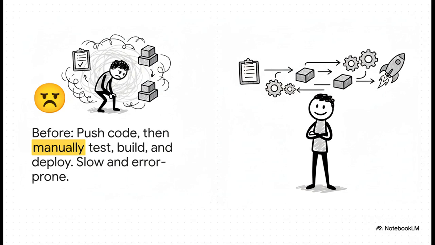Just look at the difference here. The before world is probably familiar. You push your code, and then you have this mental checklist. All right, I need to run the tests. Okay, now I need to build the project. Now I have to deploy it. In the after world with Actions, you just push your code. That's it. The action takes over and does all the rest. Testing, building, deploying, every single time without fail. The time and mental energy you save is just massive.